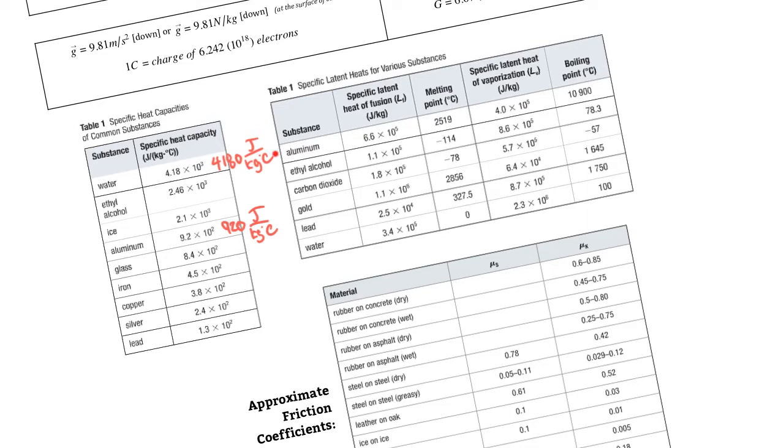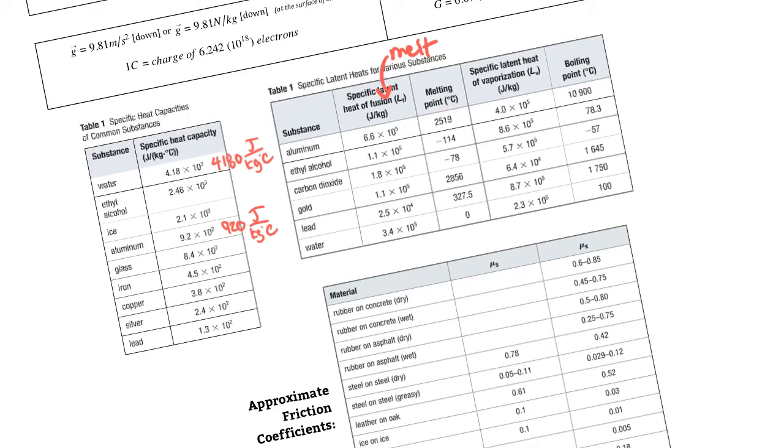So for example, aluminum takes 6.6 times 10 to the power of 5 joules for every kilogram in order to fuse it. Fusion doesn't mean fusion as in a fusion reactor. What it means is to melt it, or unmelt it, solidify it, freeze it. So this is basically the energy it takes to melt things. You'll notice it also lists the melting point of aluminum. So aluminum takes 6.6 times 10 to the 5, which is 660,000 joules for every kilogram in order to melt it.